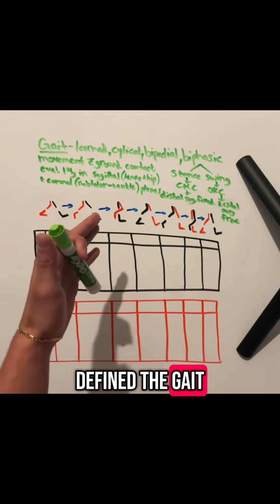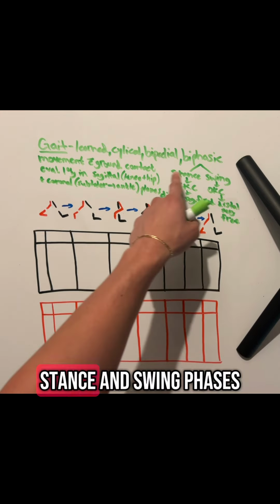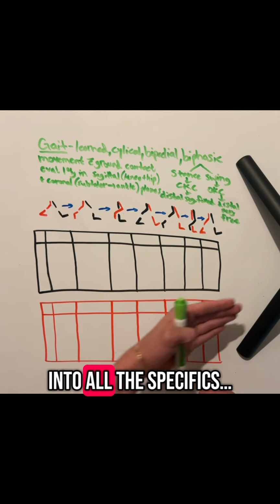Now that we've defined gait, we can talk a little bit more about the stance and swing phases before we get into all the specifics.